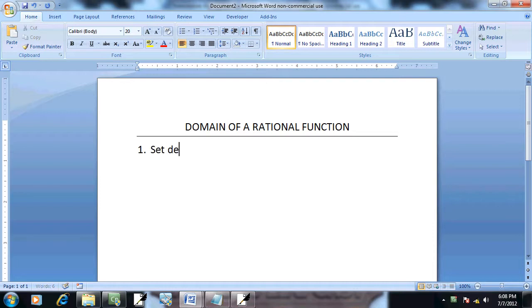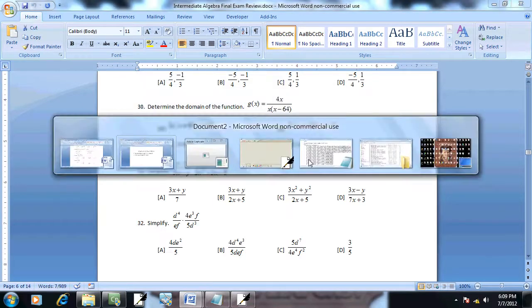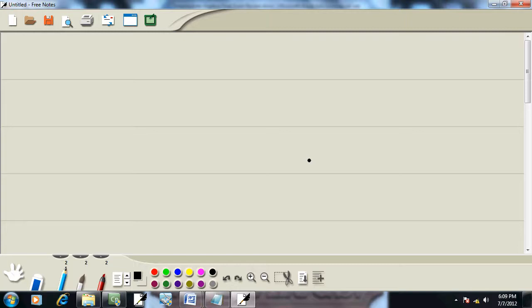Step 1. Set the denominator equal to 0 and solve. Now, in some cases, solving here may mean to factor it. Step 2. Put a slash through the equals. So let's use the steps on this one.